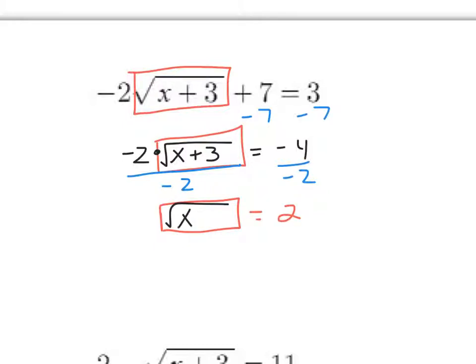So I have square root of x plus 3. How do I get rid of a square root? We square both sides. So I get x plus 3 equals 4 minus the 3, and I get x equals 1.